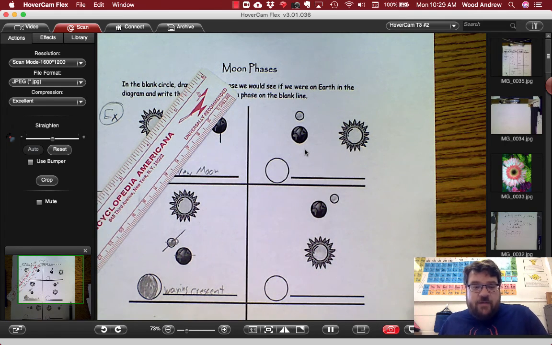So hopefully this helps explain moon phases. Again, if we were in class, we'd spend a lot more time going through that packet and explaining this. Right now, just working on the basics.